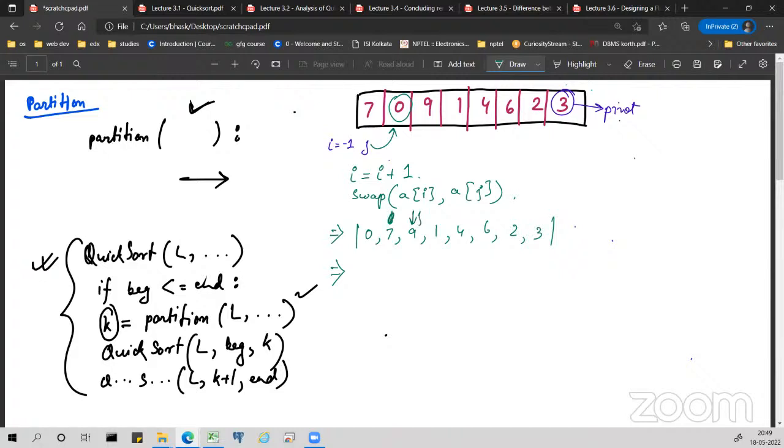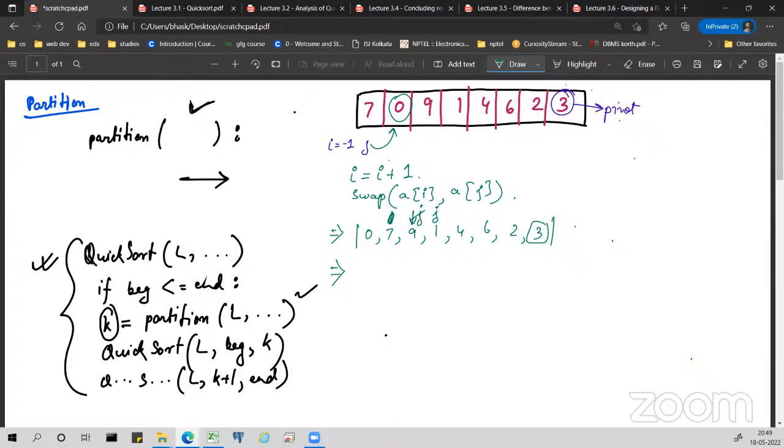So my J is at 9. So I see J with 3. This is my pivot, right? 9 is again greater. 9 is greater than 3. So simply proceed to the next 1. Now 1 is lesser than 3.